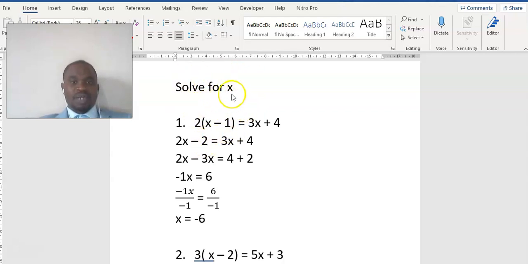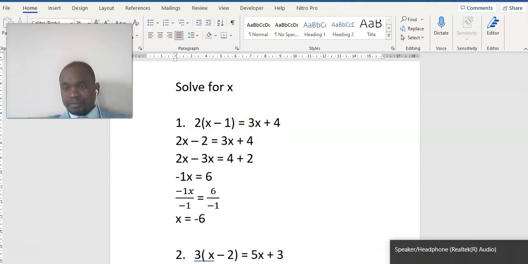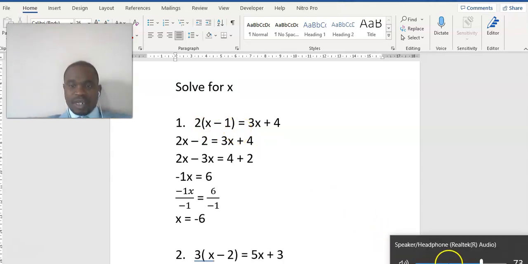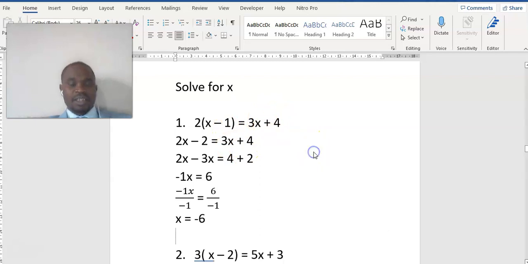Today I want us to look at algebraic equations. In other words, solve for x. We are trying to solve for x or solve for y, etc. So we have this question. It says solve for x: 2x minus 1 is equal to 3x plus 4. They want us to solve for x.